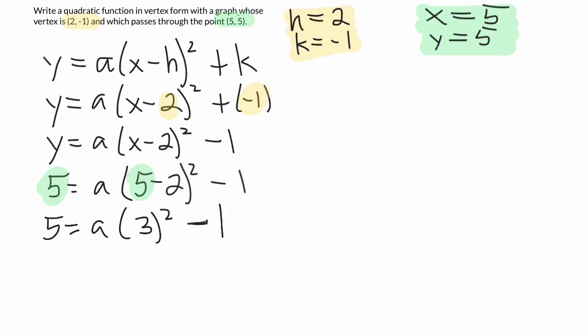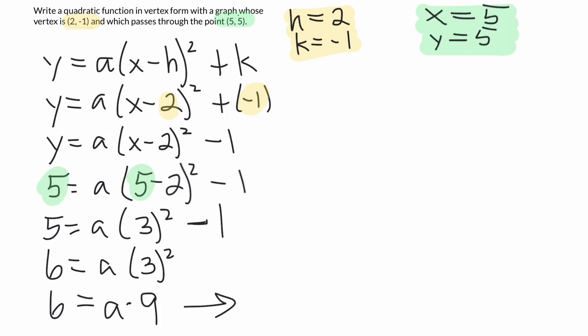I'm going to add 1 to both sides. So I have 5 equals a times 3 squared. That's a mistake. I'm fixing that. That should be a 6. And 3 squared is 9. When I divide both sides by 9, I have 6 over 9 equals a, and that means that a equals 2/3.